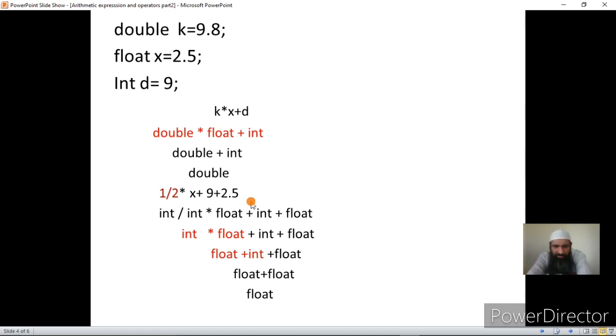Whenever we submit an arithmetic expression to the compiler, it knows the precedence of the operators and it knows which operation is to be performed first. Then it performs the second operation, then the third operation, till all the operations are over and we get a result.